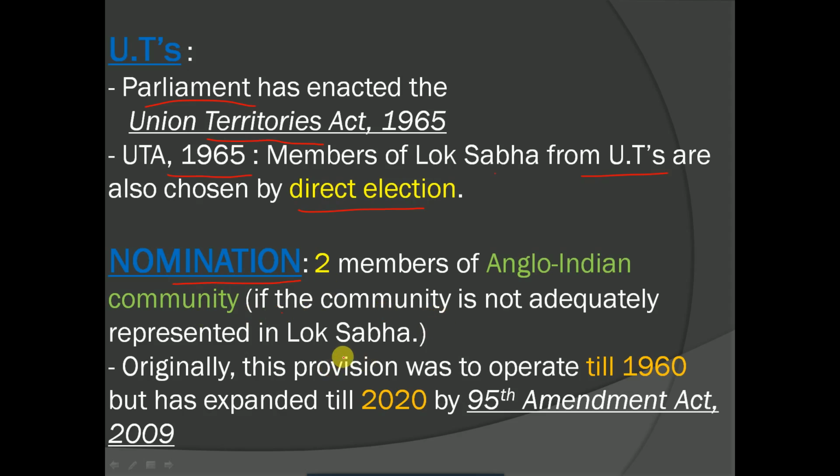Coming to nominations, two members of the Anglo-Indian community are nominated by the president if the community is not adequately represented in Lok Sabha. Now, an Anglo-Indian is a person whose father or grandfather or great-grandfather, that is in the male line of generations, was of European descent but settled within the territory of India. Originally, this provision, the process of nomination, was to operate till 1960, but has been extended till 2020 by the 95th Amendment Act 2009.